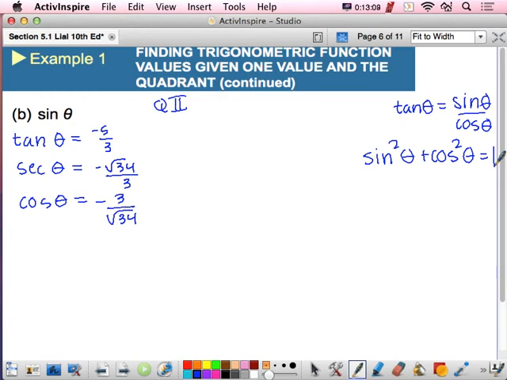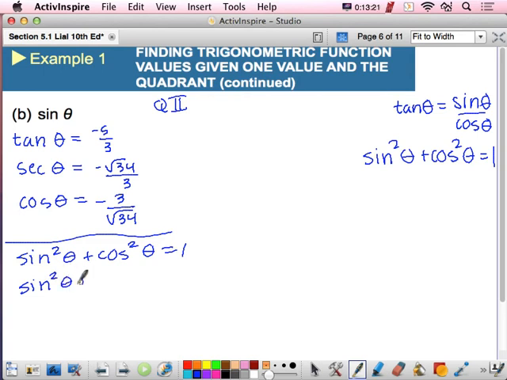So now I'm going to use this formula, sine squared plus cosine squared equals 1. I'm going to substitute in the cosine and solve for the sine. So we know that sine squared plus negative 3 over the square root of 34 squared has to equal 1, which means that sine squared plus 9 over 34, when you square a negative, what happens?